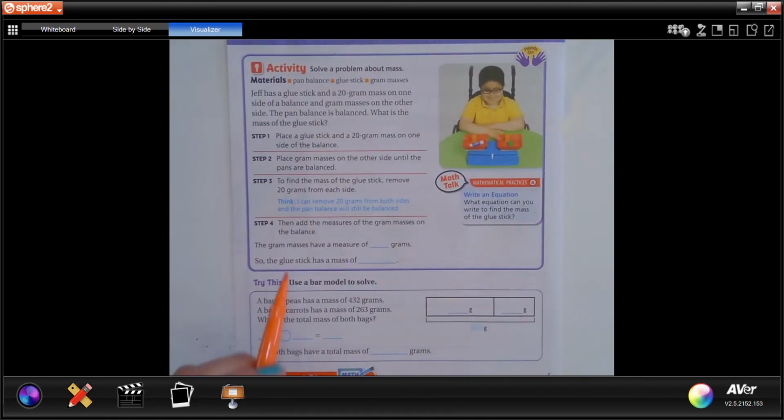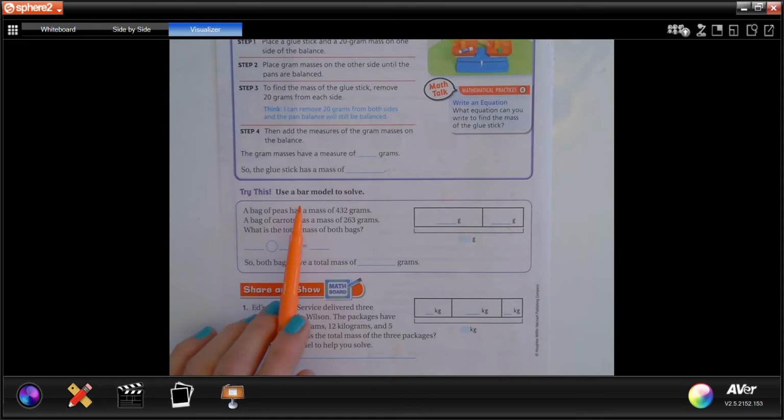All right, so up here on the activity, it's difficult to do this on camera, so this is something that if you have these materials at home and would like to do this, you're more than welcome to do it. You'll need a balance pan, a glue stick, gram masses. Jeff has a glue stick at 20 grams mass on one side of a balance and gram masses on the other side. You would balance it out to find the mass of the glue stick by removing 20 grams from each side. So if you would like to do this at home, you are more than welcome to do that.